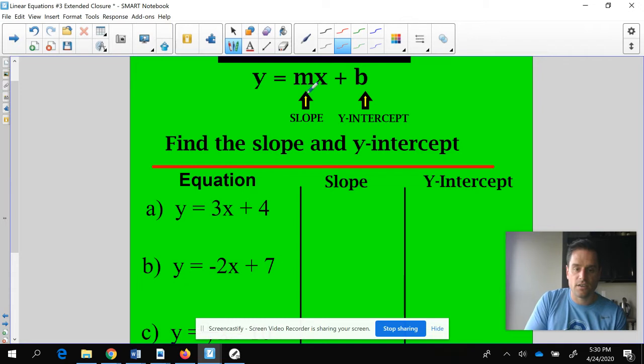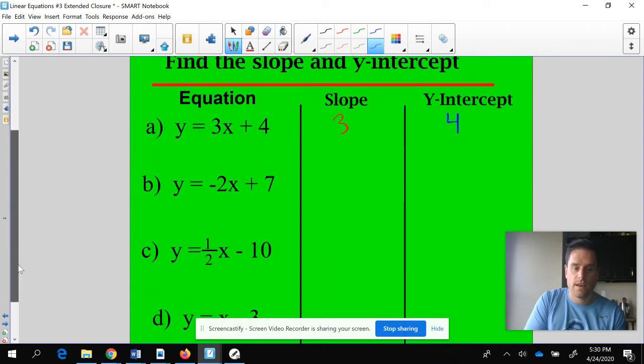Look, this is our formula: whatever is next to x is going to be our slope, which is going to be 3. And the y-intercept is going to be a positive 4, because this is where it intercepts the y-axis when x is 0. Next one, the slope here, and you can also call this 3 over 1, it's perfectly fine. The slope here is -2. And the y-intercept is 7.